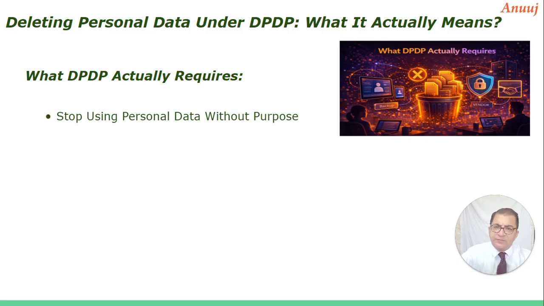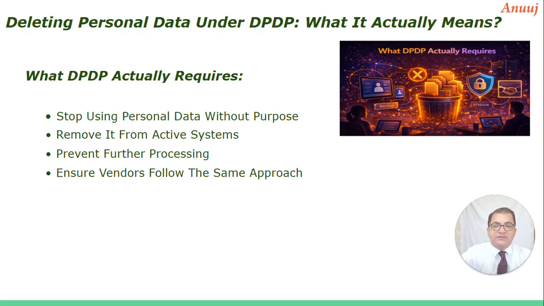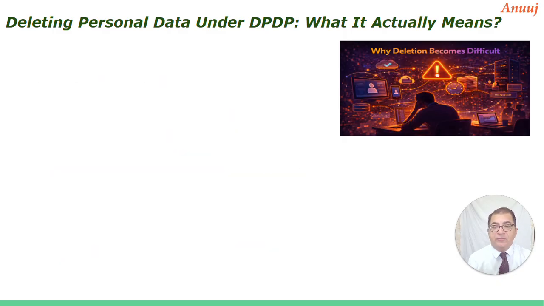DPDP says stop using personal data without purpose. You collect personal data. Collection is consent based, collection is purpose based. The moment you think purpose is over, stop using this data. Remove it from your active systems, prevent any further processing of it, and ensure that even vendors also follow the same process. That means, if you withdraw a consent, it should be immediately known to the vendor also who is processing it. It should not be that you take an unreasonably long time to inform him. Focus is the practical accountability of information.